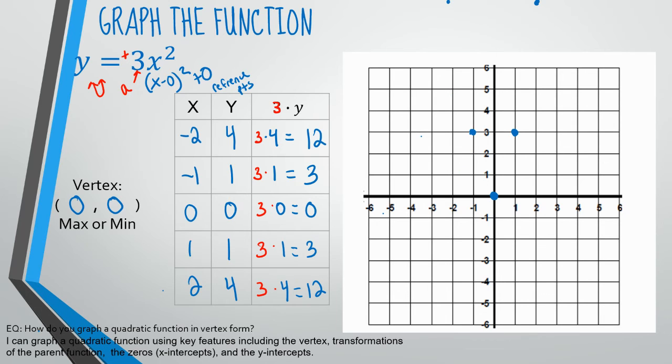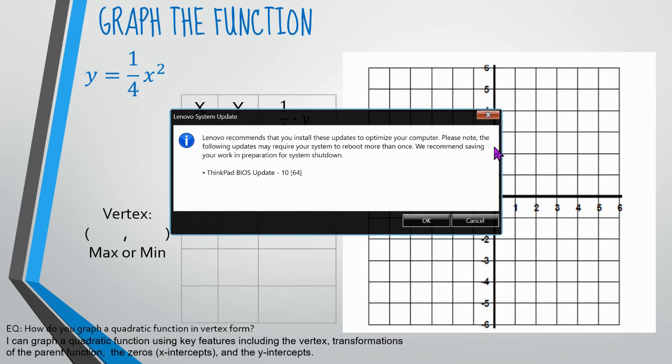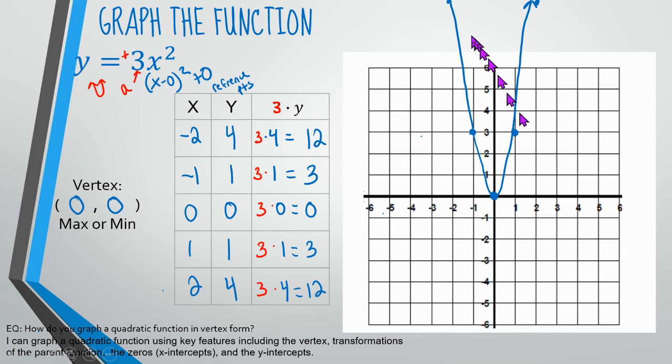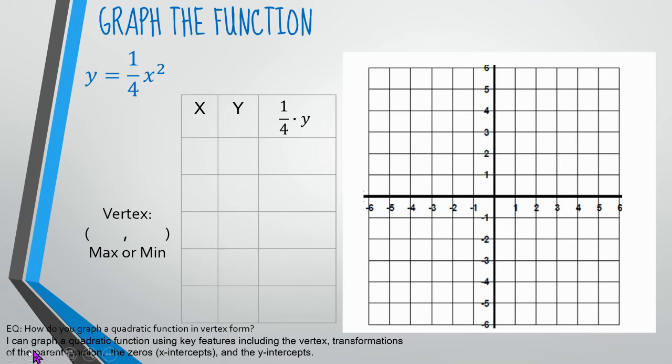And so we are going to have a parabola that is super skinny. That's what that 3 does. It takes this thing, stretches it out and makes it nice and skinny. All right, let's see what we have next.